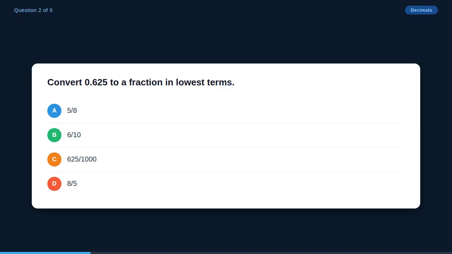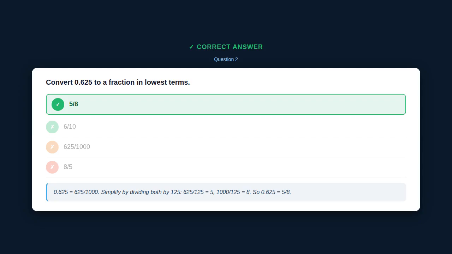Take a moment. The correct answer is A, 5/8. 0.625 equals 625/1000. Simplify by dividing both by 125. 625 divided by 125 is equal to 5, 1000 divided by 125 is equal to 8. So 0.625 equals 5/8.